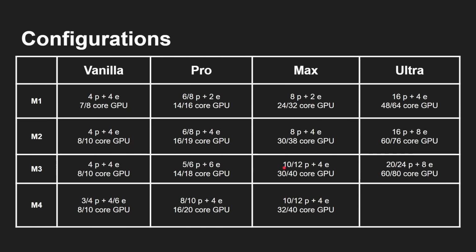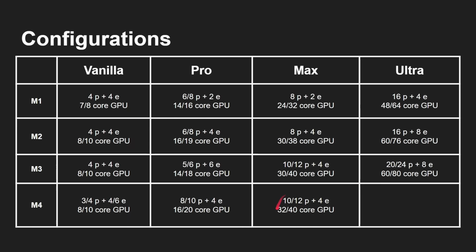And then when you come down here to the M3, you start with the normal M3, 8 cores, 10 core GPU. And then as you get to the Max version, you're looking at the maximum of 12 performance cores, 4 efficiency cores, 40 core GPU, and you basically double that. You can either have 20 or 24 performance cores, 8 efficiency cores, and 60 or 80 GPU cores.